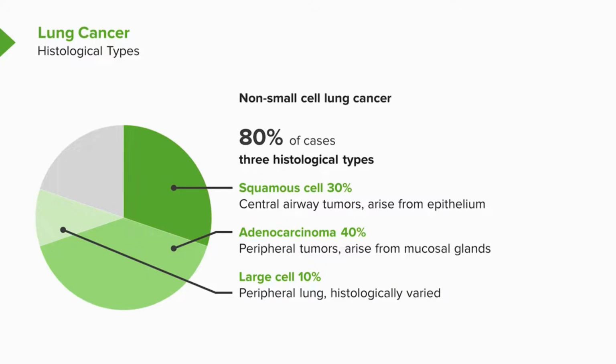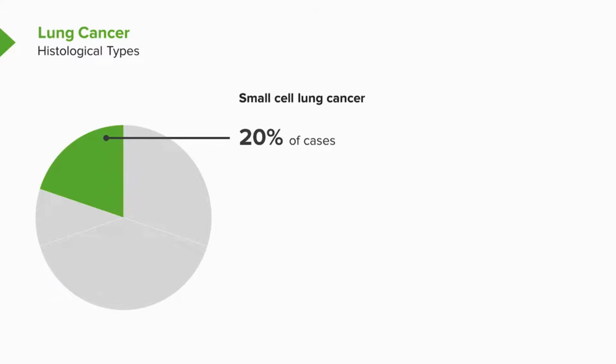And the histology of the lung cancers is very varied. The other type of lung cancer is small cell lung cancer. This accounts for 20% of all cases.